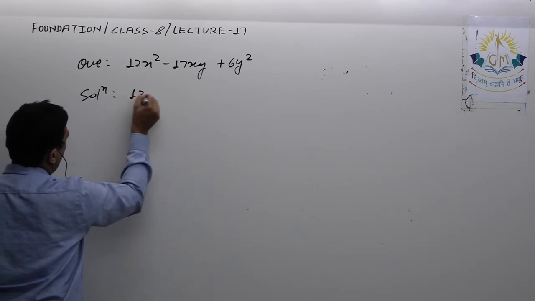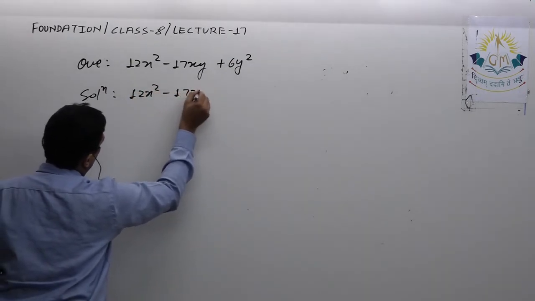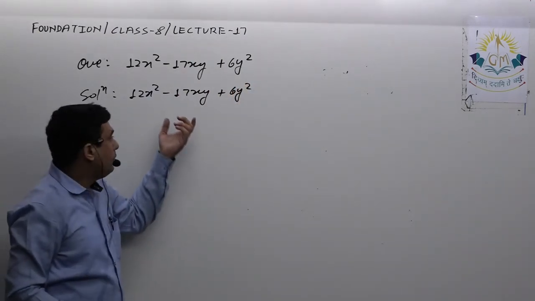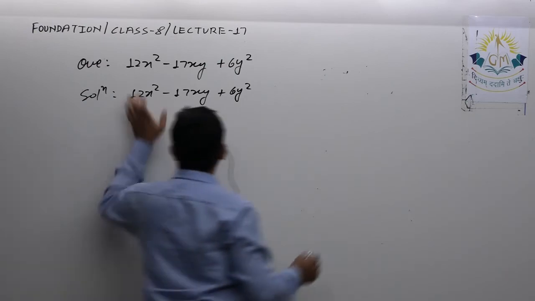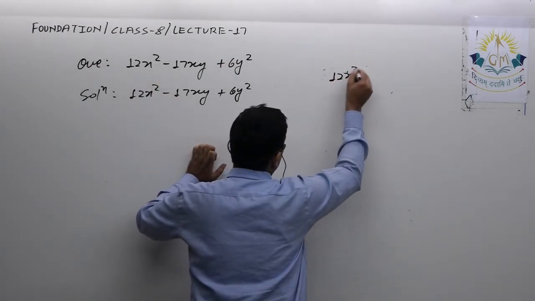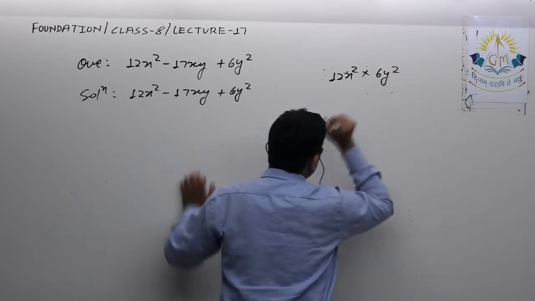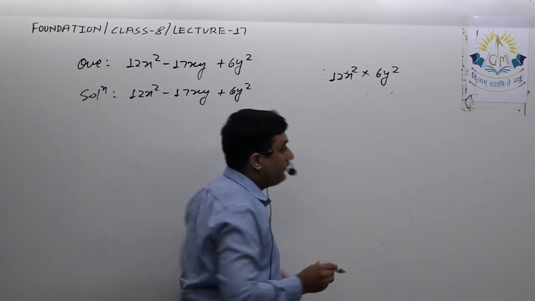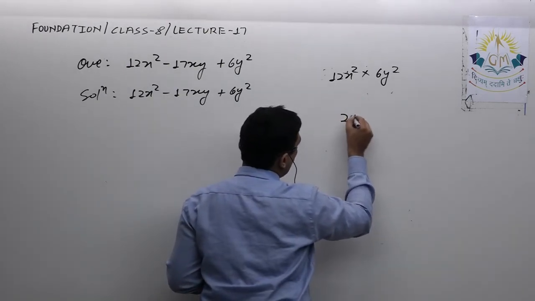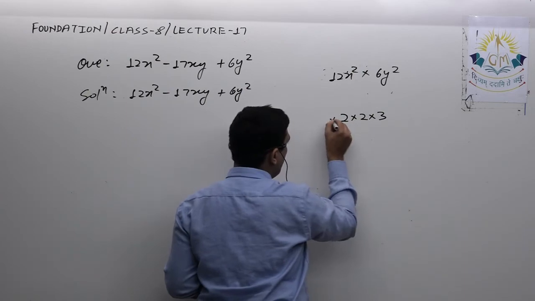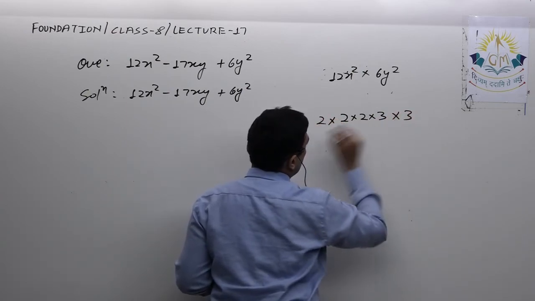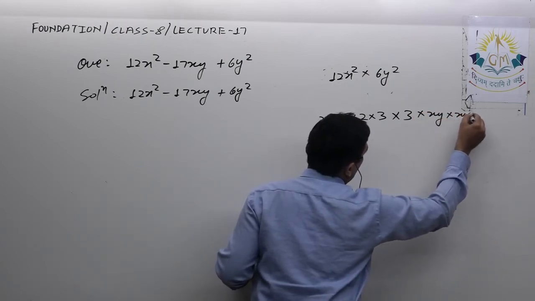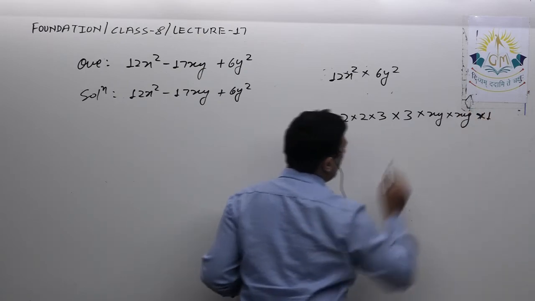That means we have to find the factors of the product of first and last term, and by grouping them I have to obtain the middle term. So 12x square multiplied by 6y square. As I told you, instead of multiplying and then finding factors, I will find the factors directly. So 12 gives you 2 into 2 into 3, and 6 gives you 2 into 3. And x square y square, so I'm directly writing xy xy. I'm also writing 1 because sometimes this is also helpful.